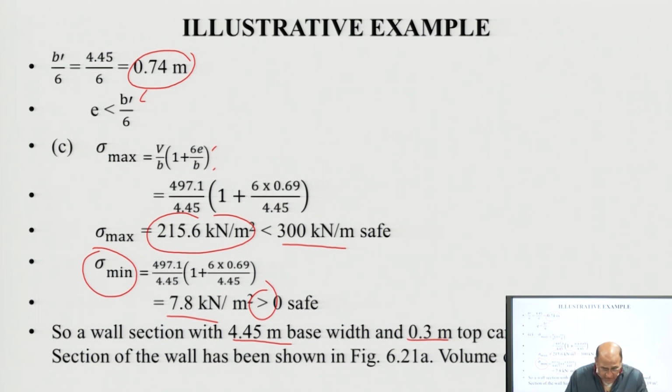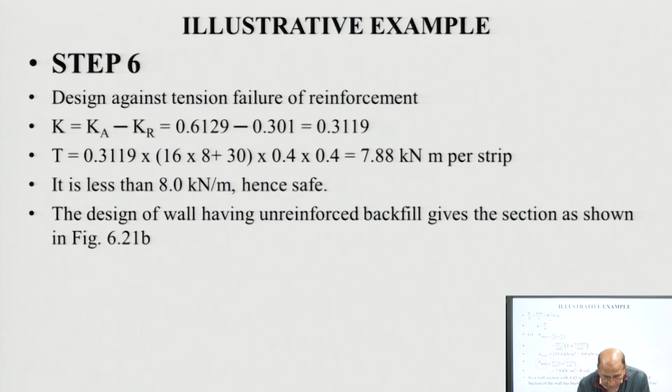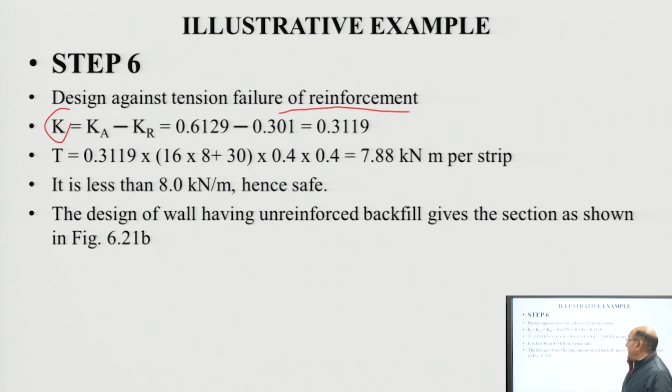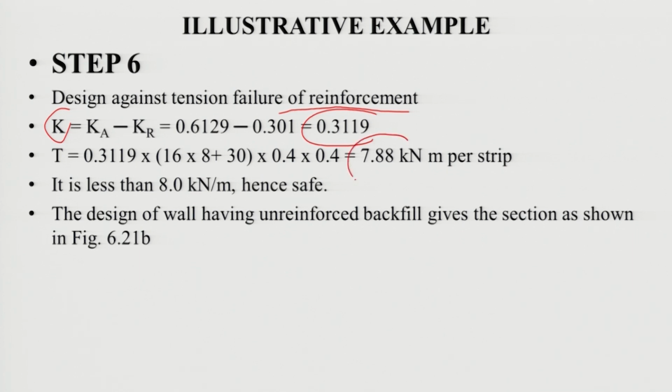The section of the wall is shown below. The volume of wall is 19 cubic meter. So, now come to step 6, design against the tension failure of the reinforcement. Here we can calculate K, Ka minus Kr, and that is coming 0.3119. So, tension T will be 7.88 kilonewton per strip. It is less than 8 kilonewton per meter, hence it is safe.